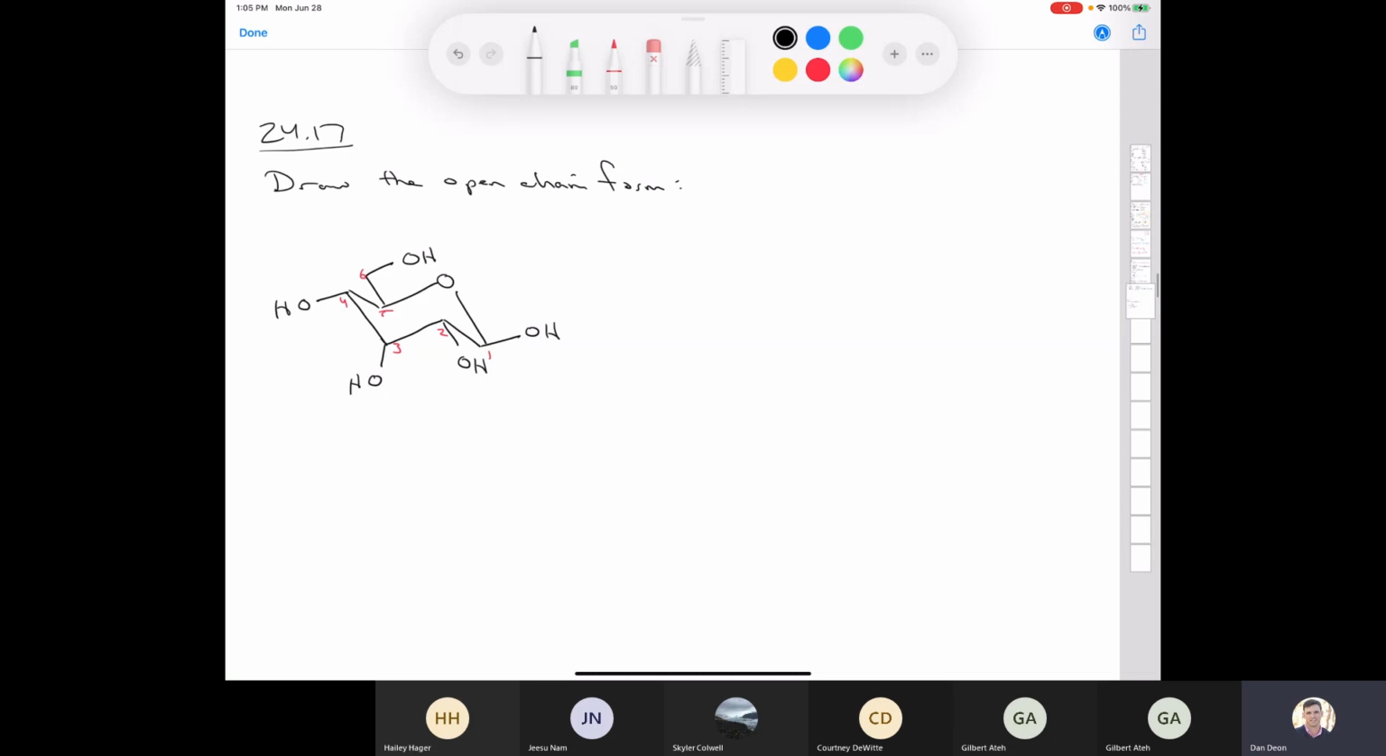6, because we know that in our Fischer projection, our open chain form, we're going to have carbon number 1, which is the carbonyl carbon in the aldose. And then we're going to have 6 carbons total. So if we number them, it goes like this: 1, 2, 3, 4, 5, 6. And we know that anything that's on this side of the sugar is pointing down in our chair, and anything on this side is pointing up.